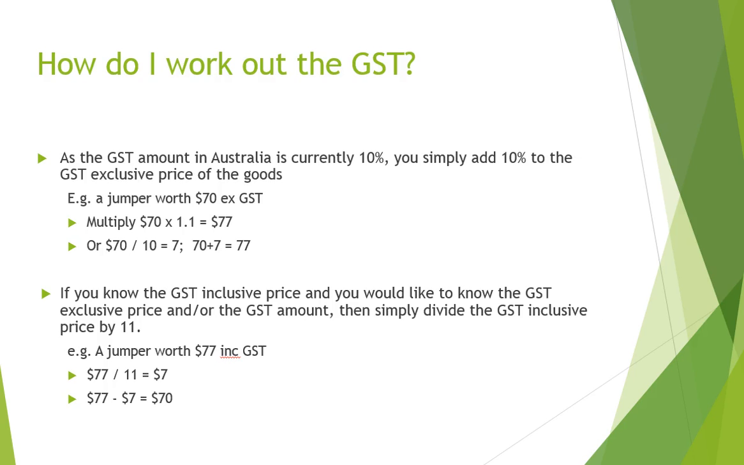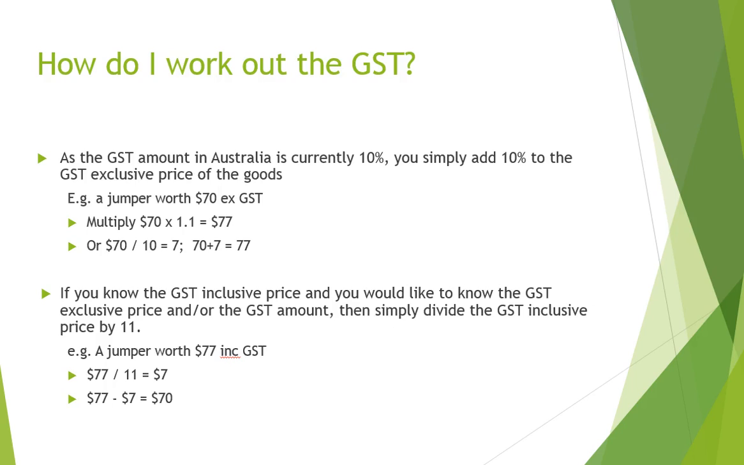Okay, so how do I work out the GST? As the GST amount in Australia is currently 10%, you simply add 10% to the GST exclusive price of the goods. So whatever the retailer is going to sell the goods for, they just add 10%. So for instance, if a jumper is worth $70 excluding GST, they multiply the $70 by 1.1 to get the GST inclusive amount. If you multiply something by 1, so 70 by 1 is obviously 70, 0.1 is the 10%. So that's a very simple calculation to get the GST inclusive number.